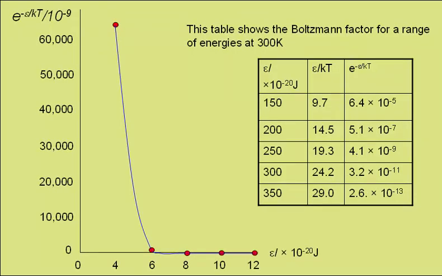Here's another table and graph, this time for a fixed temperature of 300 Kelvin, but I'm raising the energy from around 4 times 10 to the minus 20 joules up to 12 times 10 to the minus 20 joules. Again, you see energy over kT covers the magical range from around 10 to around 30, and now in going from 4 times 10 to the minus 20 just up to 6 times 10 to the minus 20, there's a massive drop off in the number of particles able to carry out this event.